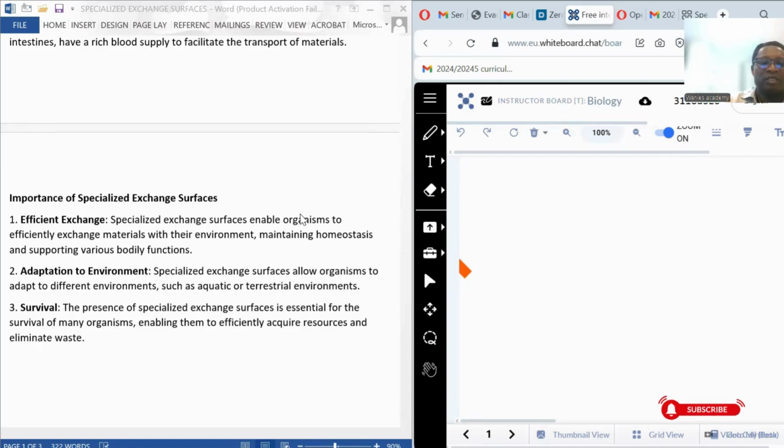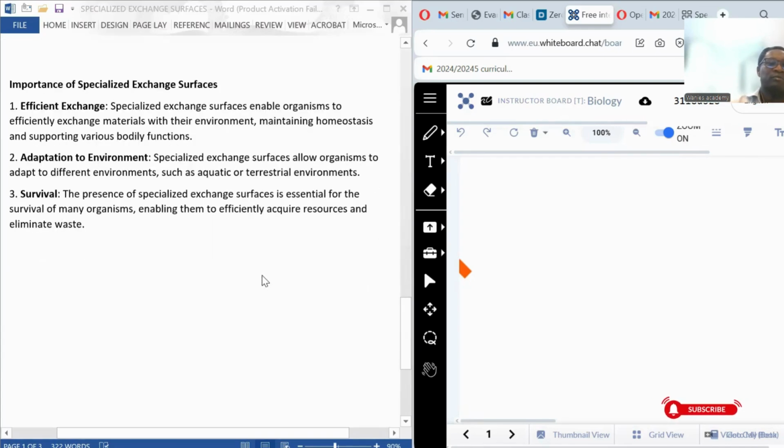Adaptation to the environment. Specialized exchange services also allow organisms to be adapted to the environment. Like the gills in the fish, the gills allow the fish to adapt to the aquatic environment. So the gills allow it to live. Without oxygen, animals cannot live. So the gills allow it to take oxygen, allow it to exchange oxygen between its external environment and its internal environment.